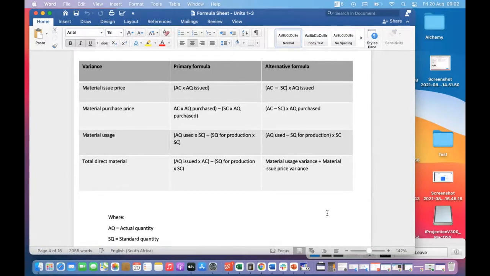Yes, we're calculating the purchase price. But now we're saying budgeted. Let me start here. What we are calculating is the variance between what we actually spent and what we budgeted to spend. Does it make sense? Now we're together, right?